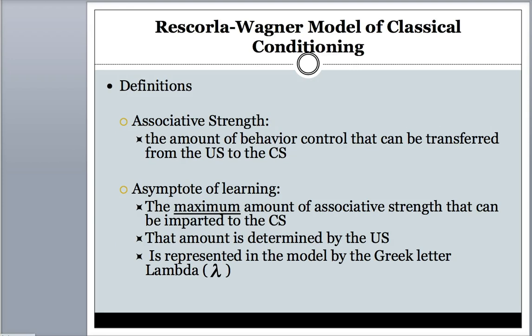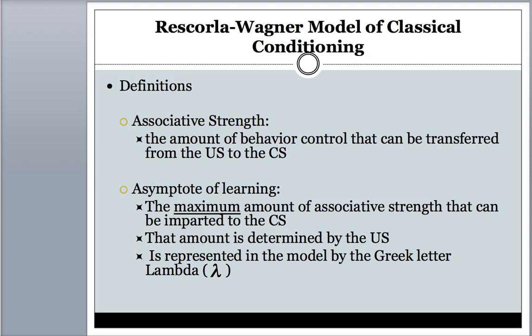Now, before we look at the model, we are going to need some definitions so that when I talk about the model, you'll have a little bit better understanding of what we're talking about. Okay, so the first thing is this model is designed to account for the associative strength of the conditioned stimulus. And so we need to kind of understand what that is. So the associative strength is literally the power of the conditioned stimulus to provoke a response, a conditioned response.